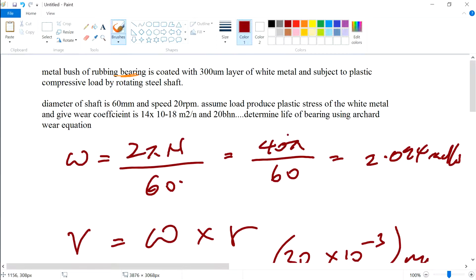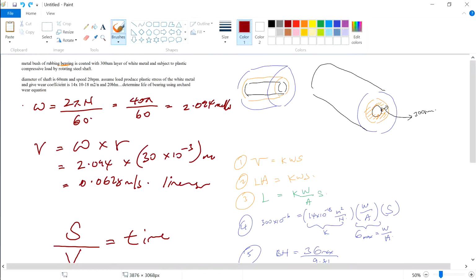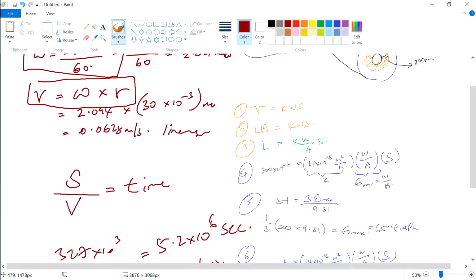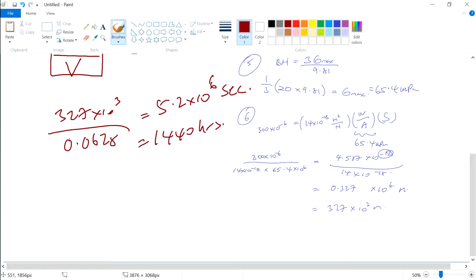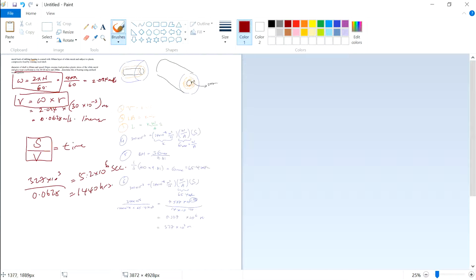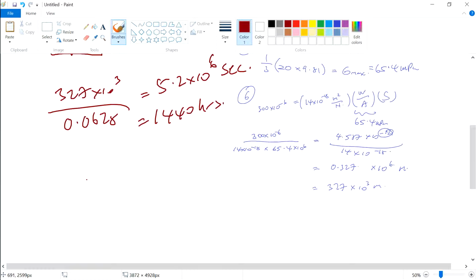So we have finally determined the life of the bearing, and the key equations here are three equations: this omega, this linear velocity conversion, and taking the sliding distance and dividing by the velocity. These are all cheat codes, like nowhere coming out. Okay, and then the last part of the question itself.